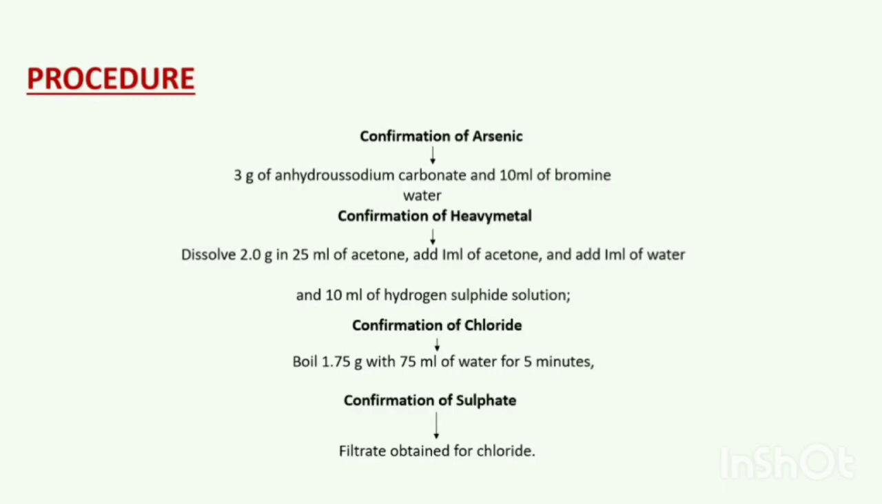Confirmation of heavy metal. Dissolve 2 gram in 25 ml of acetone. Add 1 ml of acetone, add 1 ml of water and 10 ml of hydrogen sulfide solution. Confirmation of chloride. Boil 1.75 gram with 75 ml of water for 5 minutes. Confirmation of sulfate. Then the filtrate is obtained for chloride.